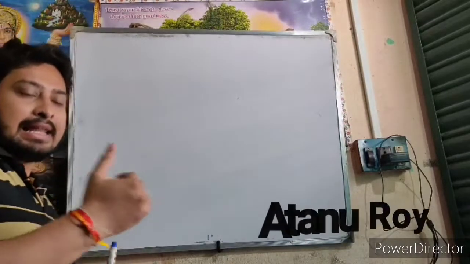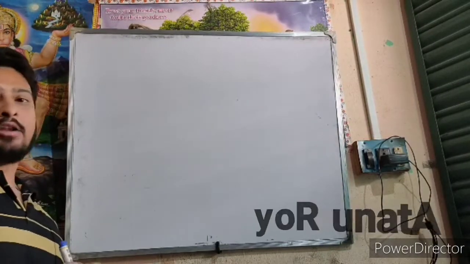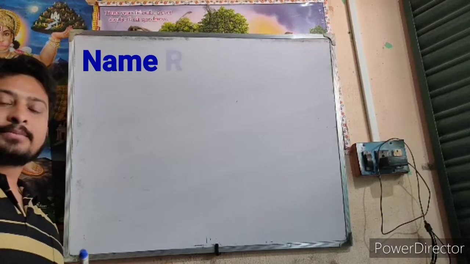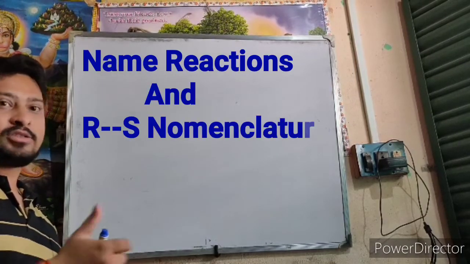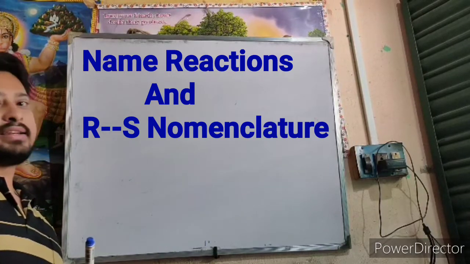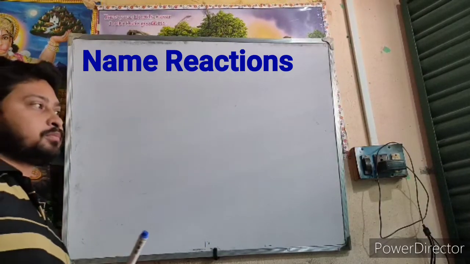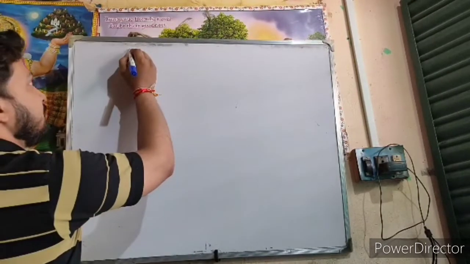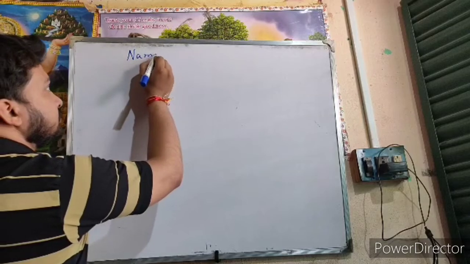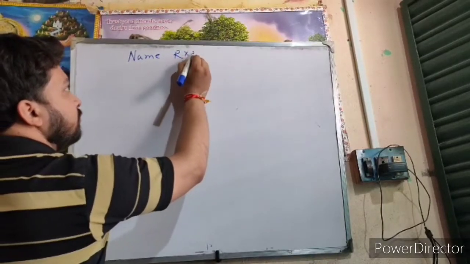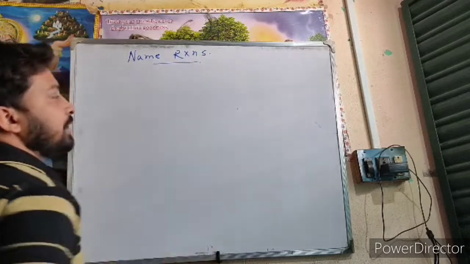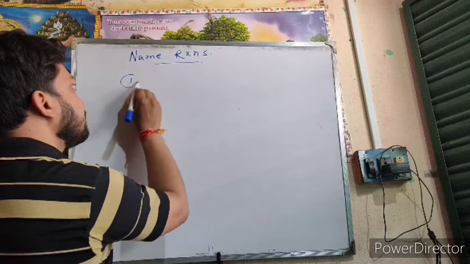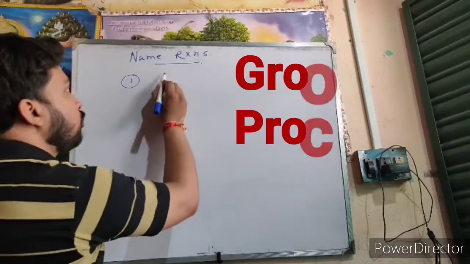Today is the last lesson on haloalkanes and haloarenes. Today's topic is name reactions, as well as some important reactions and RS nomenclature. Now the first is name reactions. Name reactions. Okay, so today's first is Groove's method.